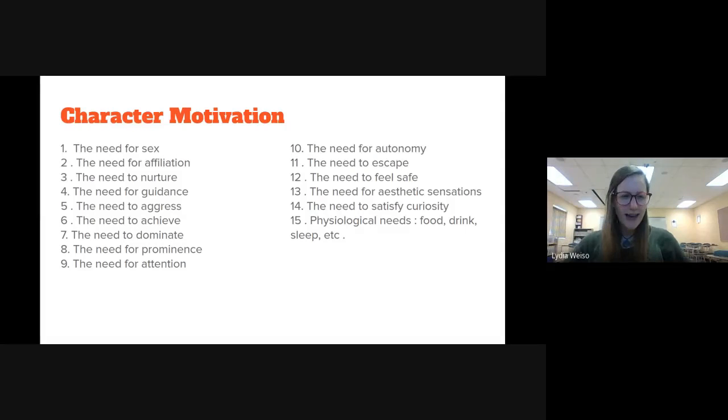Like, why is this character behaving this way? Is it because they have a need for dominance? Do they have a need for autonomy? Do they, you know, have some kind of secret need to be nurtured and loved? What's going on here? Why are they behaving the way they are?